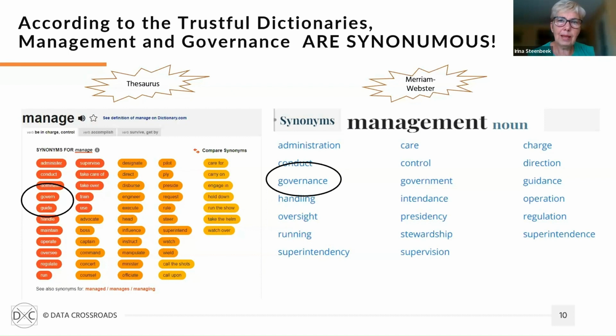But then I asked myself a simple question: are these two words synonymous? Honestly, I was amazed. For many years, I believed they were not. Even in the series of articles about data governance and management I published several years ago, I stated it. So you can imagine my surprise when two dictionaries confirmed that governance and management are synonymous.